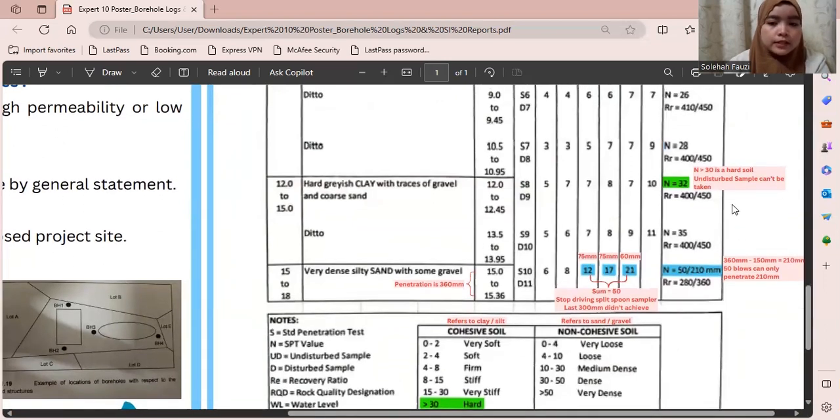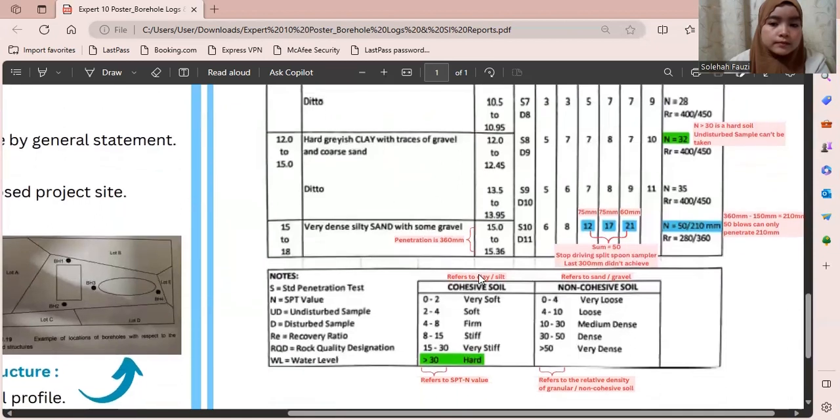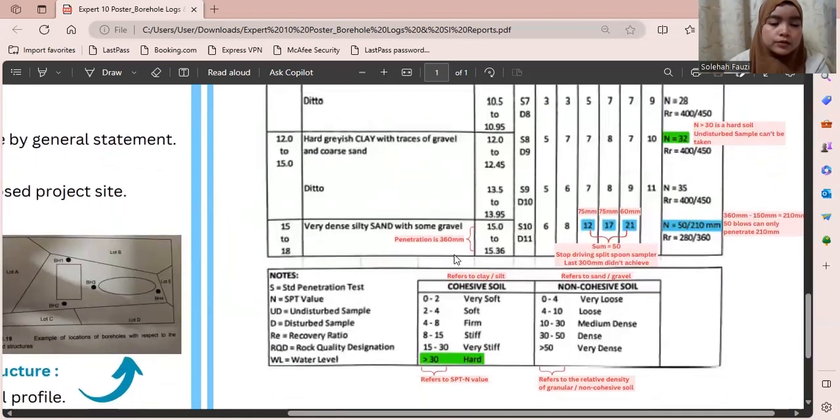As we know, when the SPT N value is greater than 30, it is hard soil, so an undisturbed sample cannot be taken. That is why it is just D9, which represents disturbed sample 9. The last row penetration is equal to 360 mm. Supposedly we need to consider the last 450 mm, but the total number of blows has reached 50 within the last 375 mm, so we need to stop driving the standard split spoon sampler. The last 300 mm was not achieved because the count already exceeded 50.